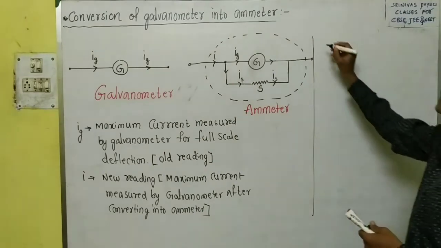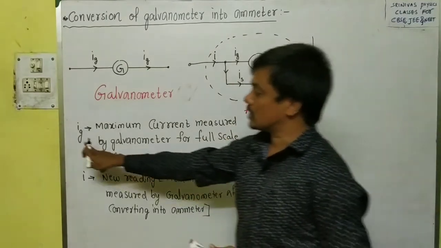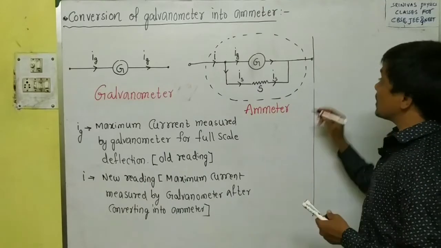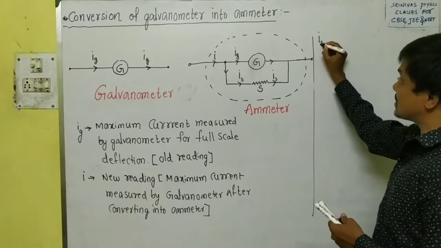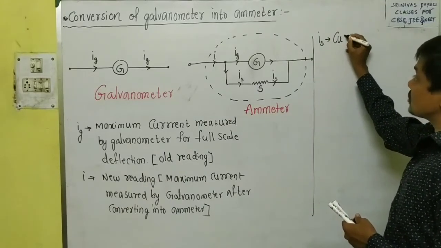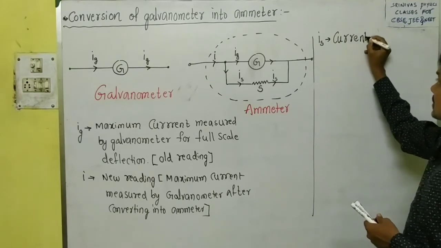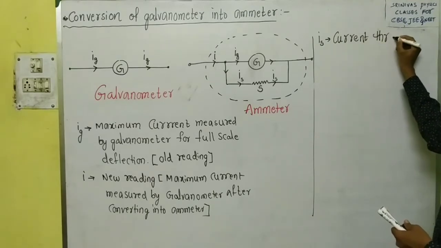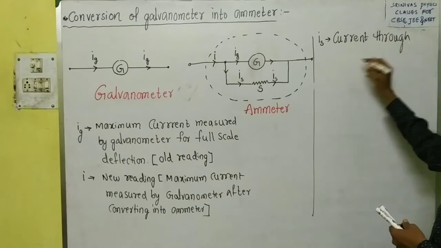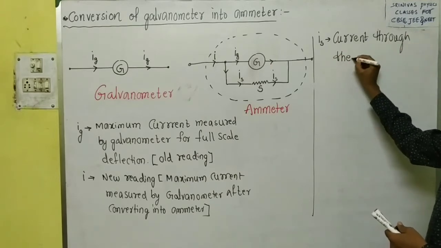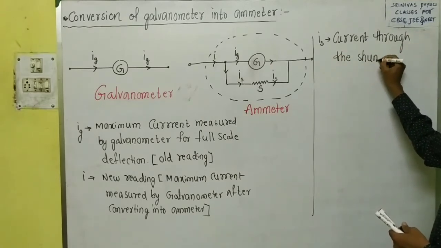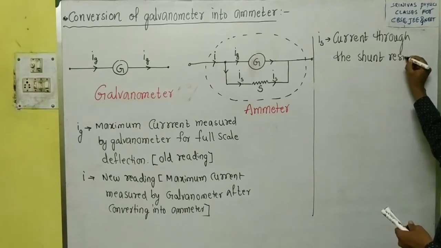Now what is Ig here? Already we know, that is the current through the galvanometer. What is Is? Is is the current through the shunt resistance, right? Current passes through the shunt resistance. Okay, shunt resistance.